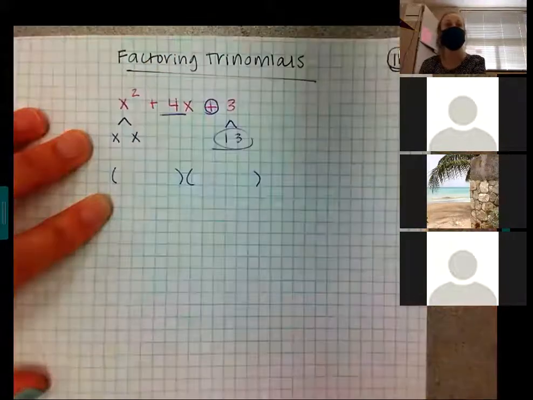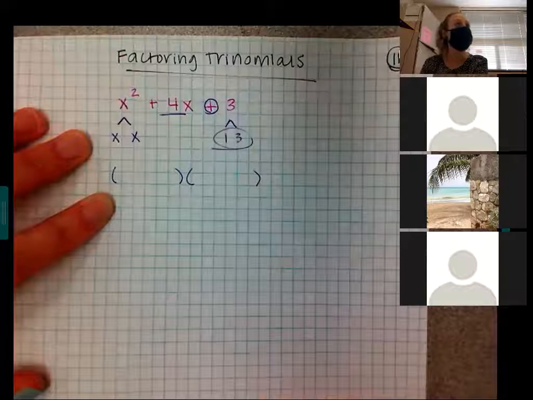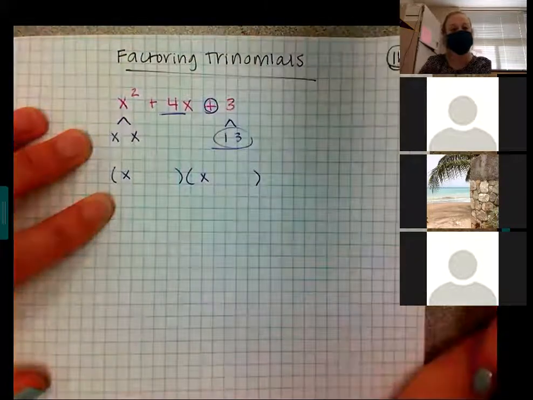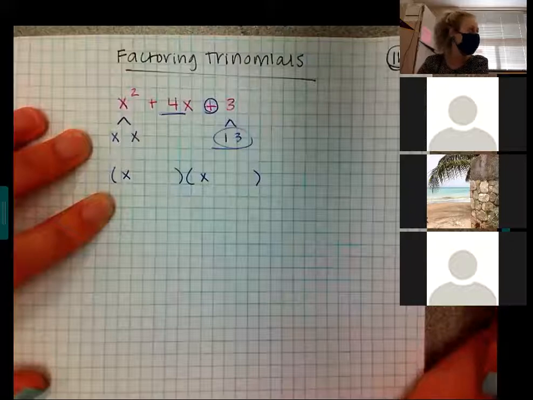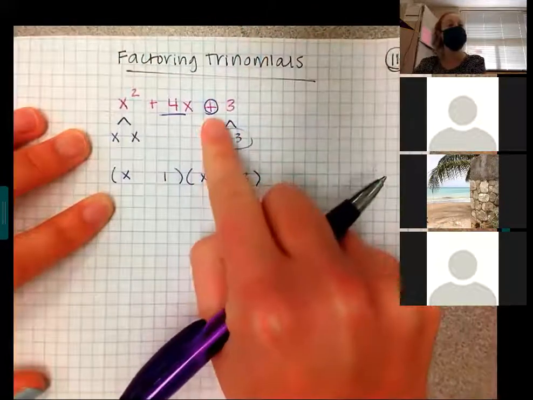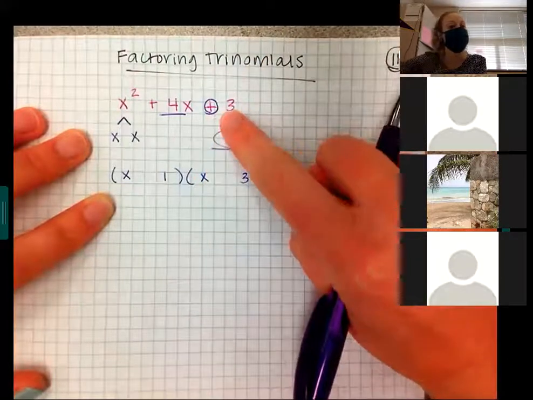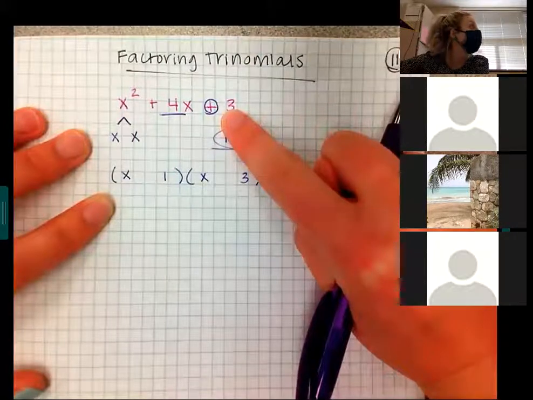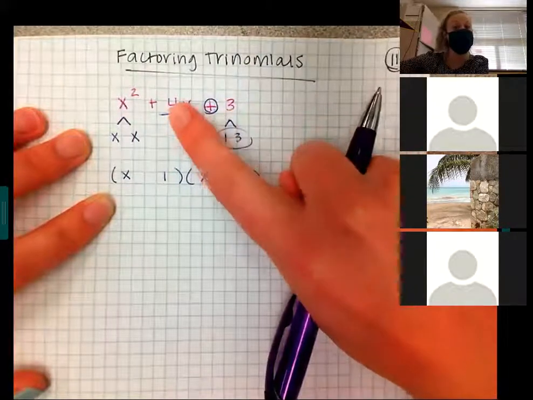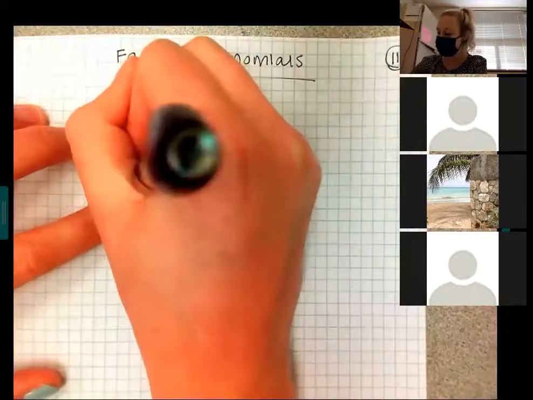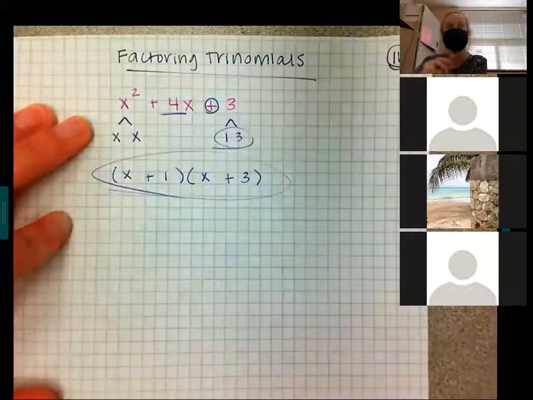Very similar to yesterday. Where do you think I'm going to put my x's? Good, Jaden. Hey, Green. Thank you. Put your x's in the front. Where do you think the 1 and the 3 will go? In the back. And we're adding. So let's see if y'all remember this from middle school. When you're adding, that means your signs are the same. Good. And we want it to be positive. So that means both of my signs should be positive. That's all we're doing today.